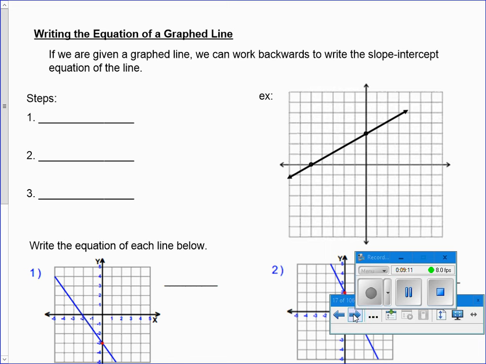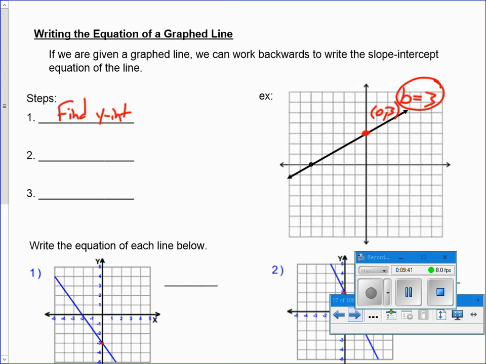The first thing we're going to do, like when we're graphing, is plot the y-intercept. Here we're going to find, or identify, the y-intercept. So this is my y-intercept right here, (0, 3). What that tells me in the equation is that b equals 3. So that's one piece of the equation. In slope-intercept form, the slope is one piece, and the y-intercept is the other piece.